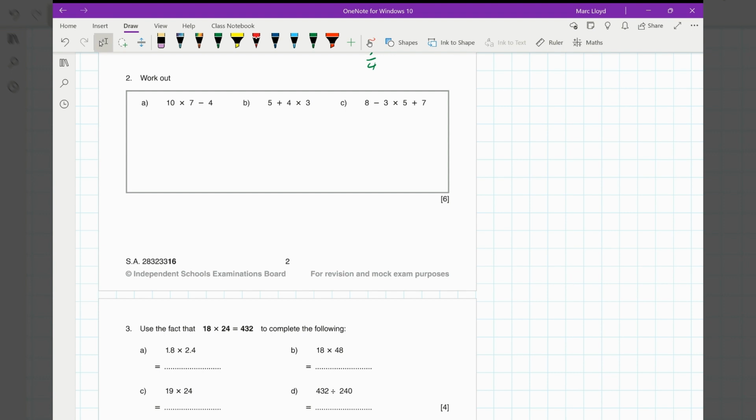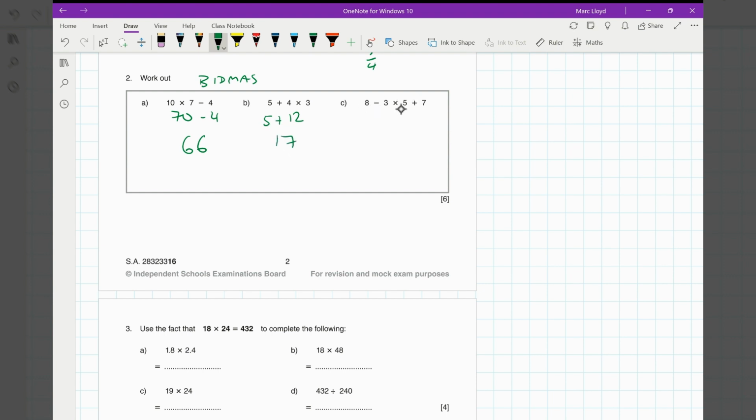So again, we're looking at order of operations. From this first question, if you do it left to right, you're going to get it correct anyway, because 10 times 7 is 70, and then take away the 4 is 66. But you're not here because you want to just get a couple of marks. You want to get the whole question right, and you want to be moving forward and getting big marks. Now with this one, we've got addition, and then we've got multiplication. So we do that multiplication first. 4 times 3 is 12, and then we add the 5 and the 12 together to get 17.